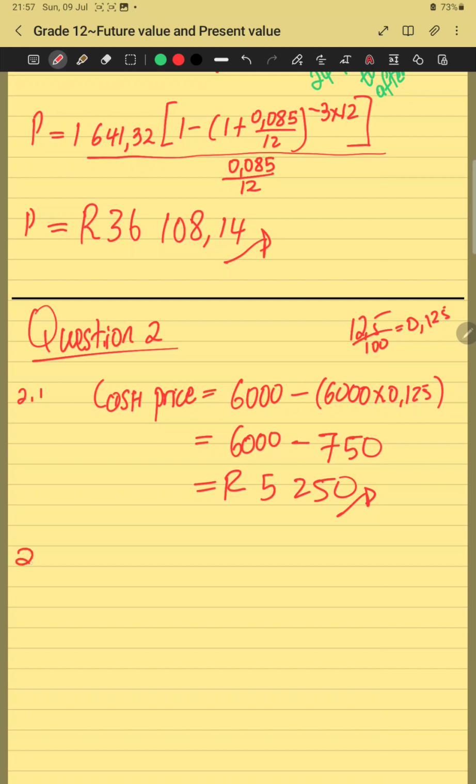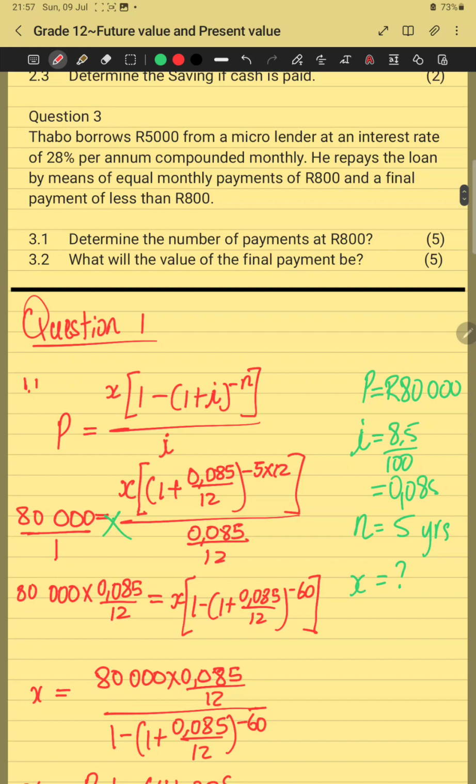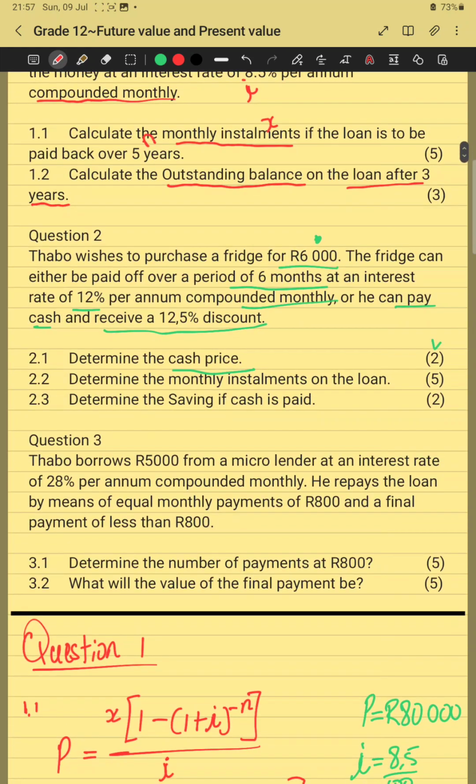Then now we move on to 2.2. Now 2.2 asks us to calculate the monthly installment, determine the monthly installment on the loan. So that means we're looking for X here, and then we know the P-value. P-value is going to be the price of the fridge, and then the percentage here.